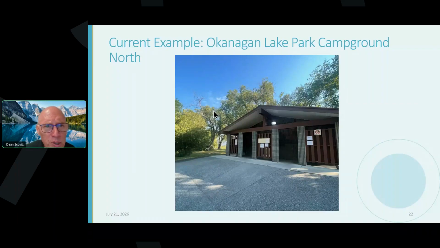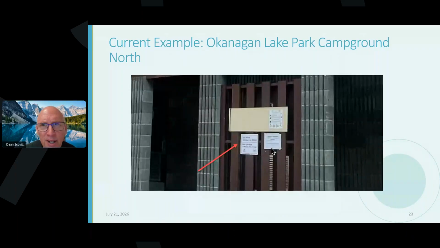But if you look closer at one of the signs right here, I'm going to zoom in. Look what we've got right here. It says boil water notice. Boil your water for a minimum of 2 minutes. Wow, you've got this beautiful campsite, terraced over the lake, but you've got to boil your water for 2 minutes. Isn't that a little bit of a downer?